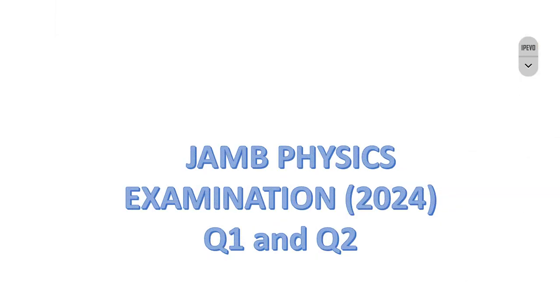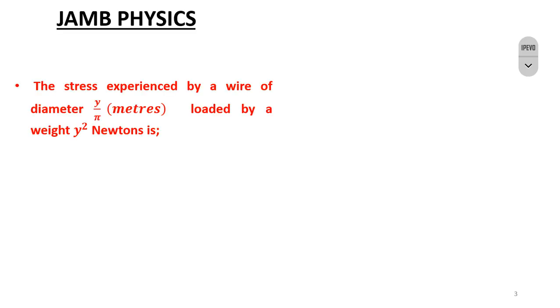Today we are going to be looking at JAMB Physics examination for the year 2024, question 1 and 2. The first question says, the stress experienced by a wire of diameter y/pi loaded by a weight y square is, this one's, the meter is the unit of diameter, and the Newton here is the unit of the weight.